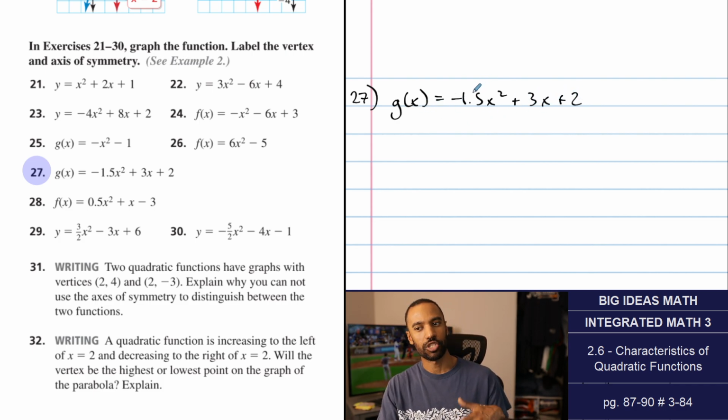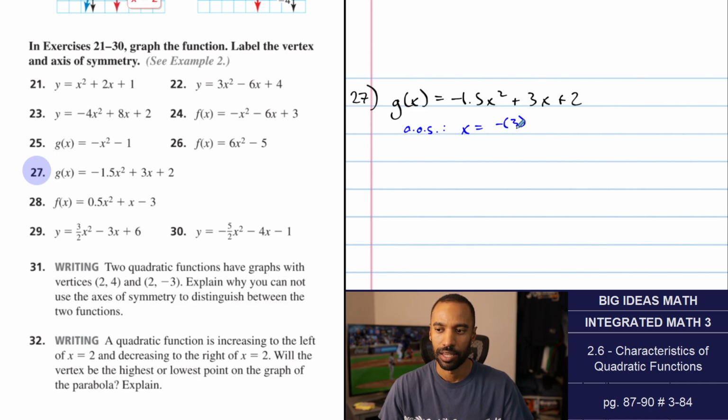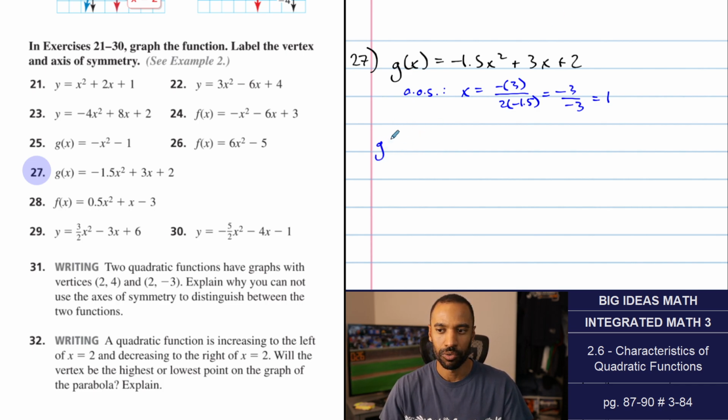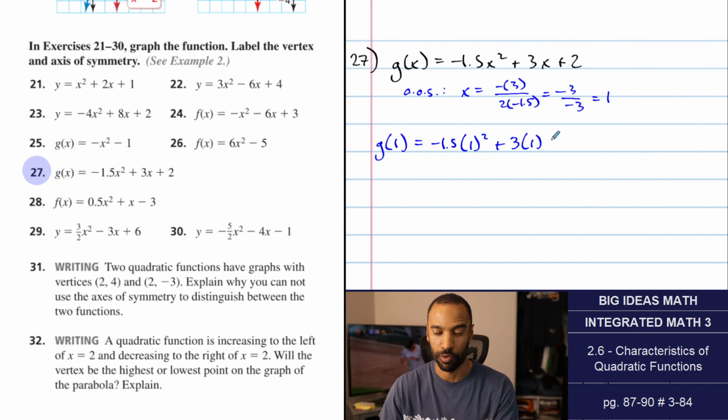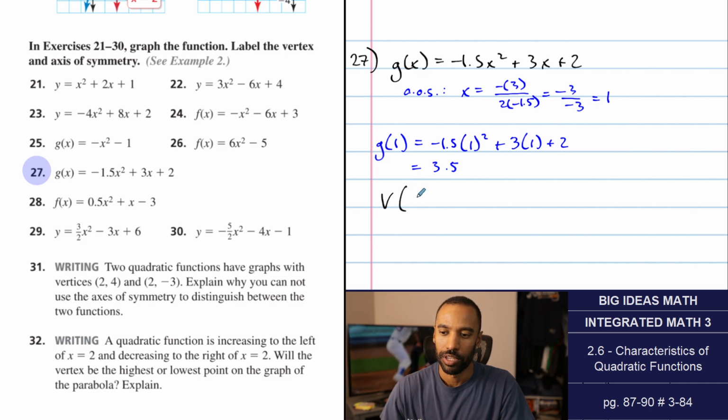You seem a little intimidated by the stretch factor, and I get it, but at least the axis of symmetry should be fine. I don't know about the vertex. Axis of symmetry is at negative b over 2a, which is negative 3 over negative 3, or 1. Now that vertex, or the y value, when we do g of 1, that's going to be negative 1.5 times 1 squared, negative 1.5, plus 3, which is positive 1.5, and plus 2 is 3.5. So not the best of values, but we'll see what it actually ends up doing when we do the whole graph with it. So your vertex is at 1, 3.5.